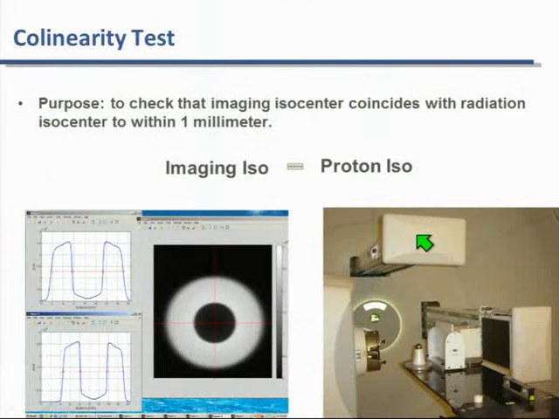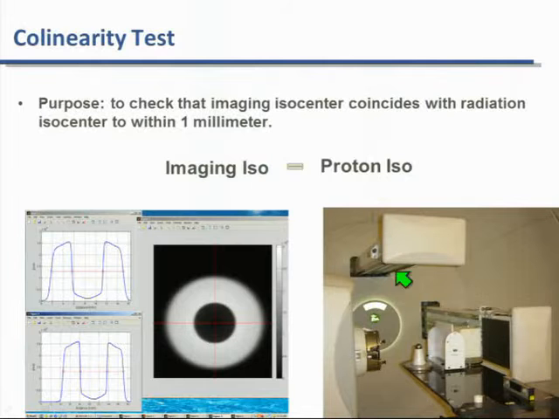Another important test we do is the collinearity test, in which we want to check that the imaging isocenter is equal to the proton isocenter. We don't really care much about the protons. We don't care much about the lasers. The lasers have to be aligned, and we have other tests to line them up and prove how well they're aligned to the X-ray imaging center and the proton imaging center. But the most important one is to keep an eye on this. It has to be within a very tight spec, within a millimeter.